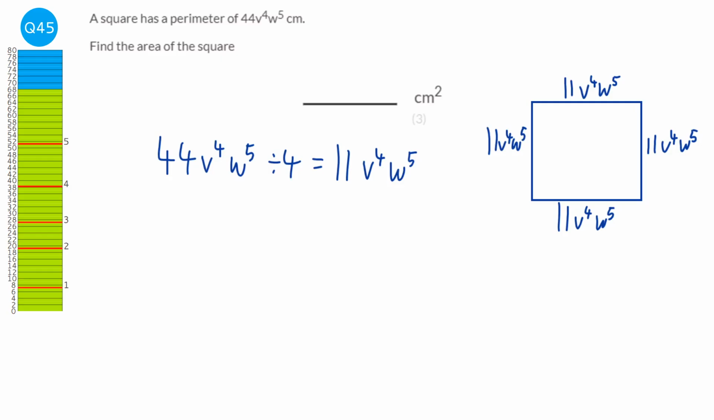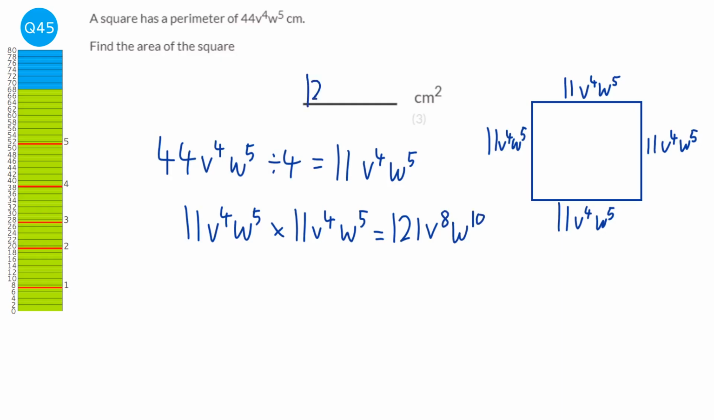And to work out what the area is, we obviously are going to square that. So we're going to do 11v to the power 4 w to the power 5, and just times it by itself, which is what squaring means. We times the 11s together, so that's 121. We times the v to the power 4s together, and remember with indices, if you times two powers of the same base, we just add the powers together, so that'd be 8. And we add the w to the power 5s together, so that makes 10. So it's 121 v to the power of 8, w to the power of 10.